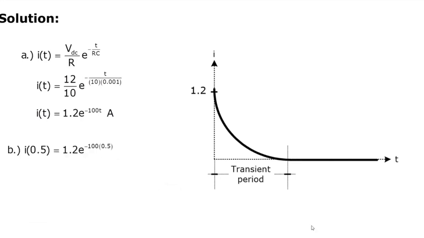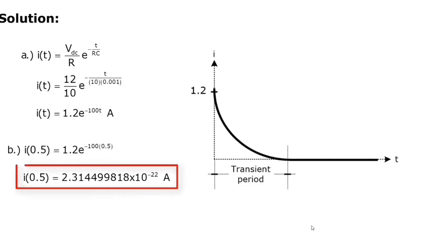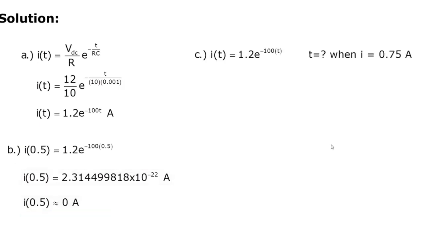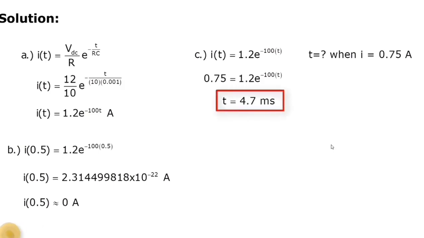Letter B, we want to calculate the value of the current at time equal to 0.5 second. The answer is 2.31 times 10 to the negative 22. Practically speaking, this is already equivalent to 0 ampere. Letter C, we want to calculate the time when current is equal to 0.75 ampere. From the same equation, we can find the value of time equal to 4.7 milliseconds.